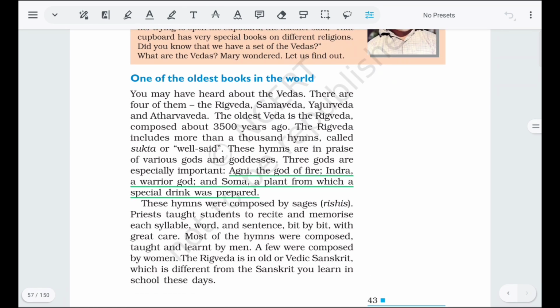First of all, the important line is Agni, the god of fire, Indra, a warrior god, and Soma, a plant from which a special drink was prepared. So, these are the main findings. One interesting fact is that when the yagna is being done, we say swaha and we pour some materials into the yagna. So what does Swaha mean? Swaha is the wife of Agni, the wife of fire. We recite Swaha so that the wife of Agni Dev comes, and then Agni Dev comes. So all the gods came here, and fire refers to purity.